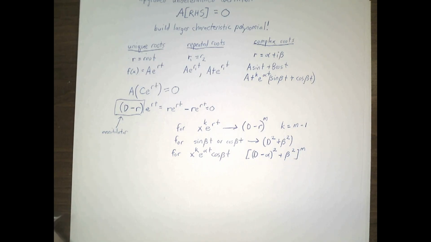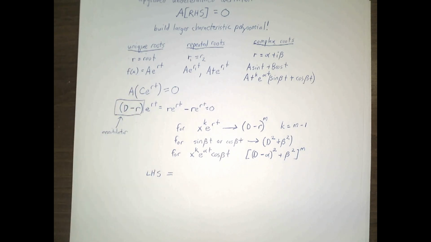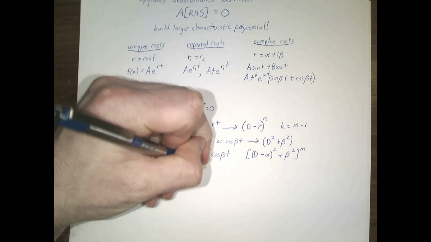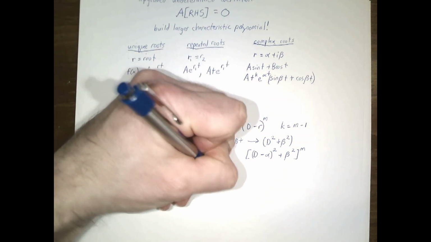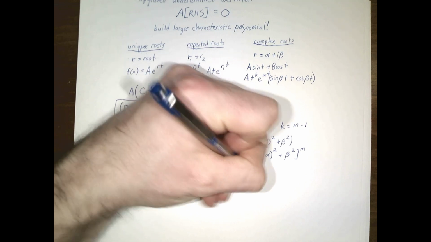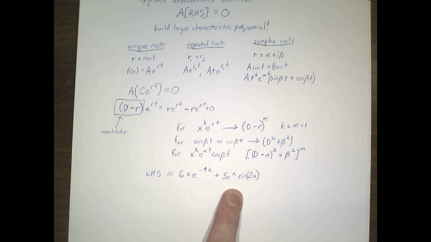So how do we do this? We have a differential equation on the left-hand side. That doesn't matter right now, but that is going to be equal to some function. Let's say 6x times e to the negative 4x plus 5e to the x sine 2x. So here we have two inhomogeneities on the right-hand side of our differential equation. If we wanted to solve this using method of undetermined coefficients, we could do that. We could guess something that looks similar to this, but the annihilator method has these really nice forms that we can just assume that the solution is going to take.